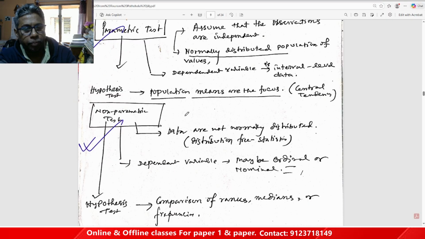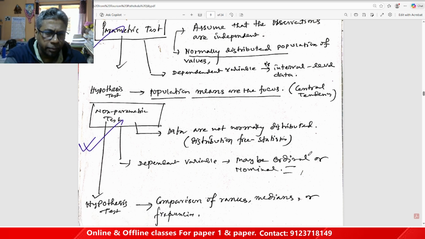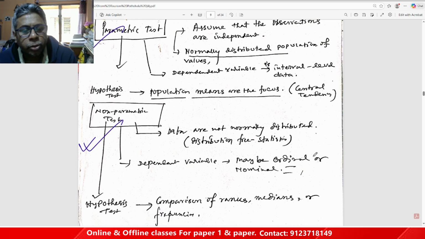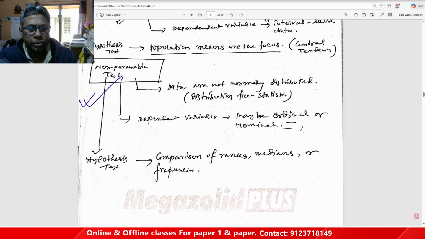In the case of a non-parametric test, what do we mean by non-parametric test? Data are not normally distributed. In a parametric test, data are normally distributed. In a non-parametric test, data are not normally distributed. The dependent variable in a non-parametric test may be on an ordinal or nominal scale. In the hypothesis test, the main focus is comparison of rank, median or frequencies.